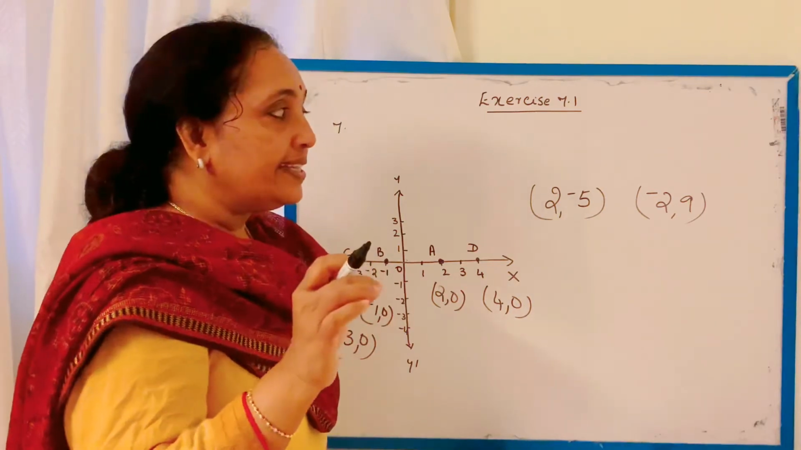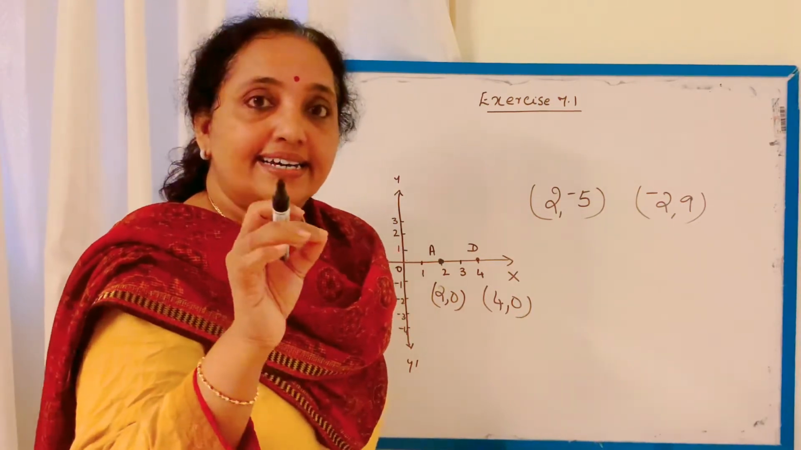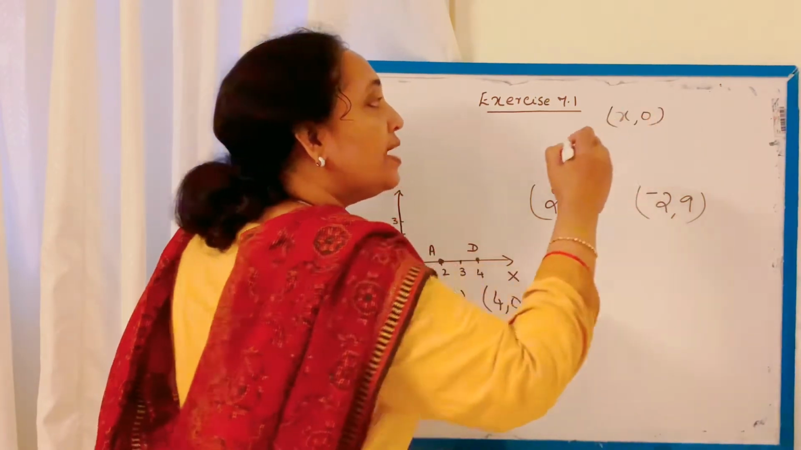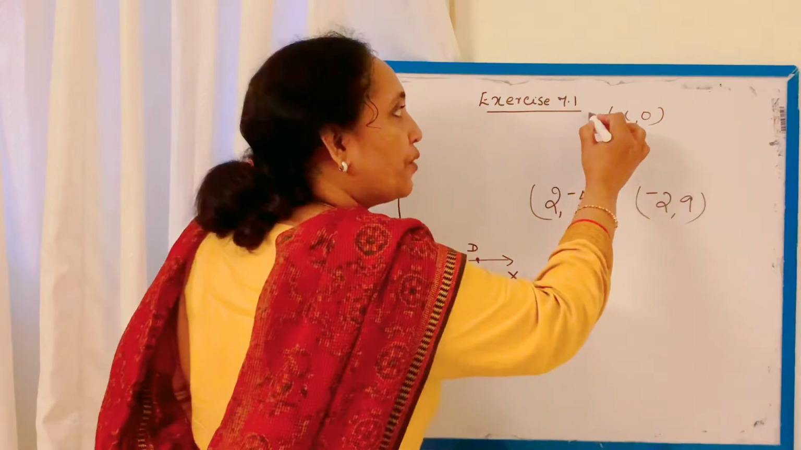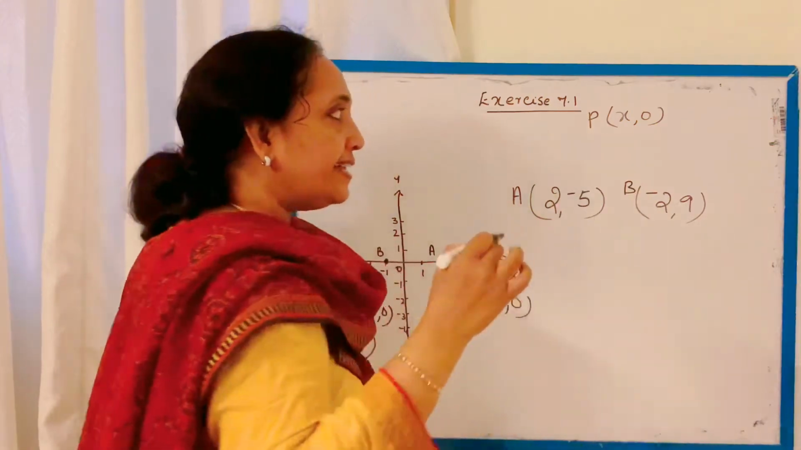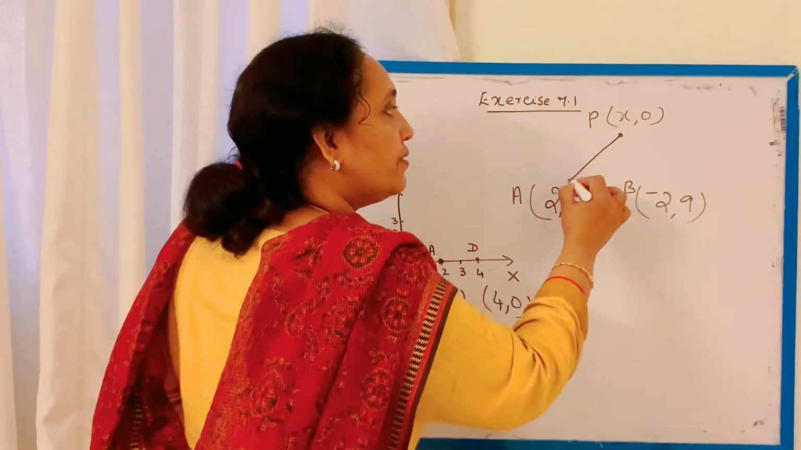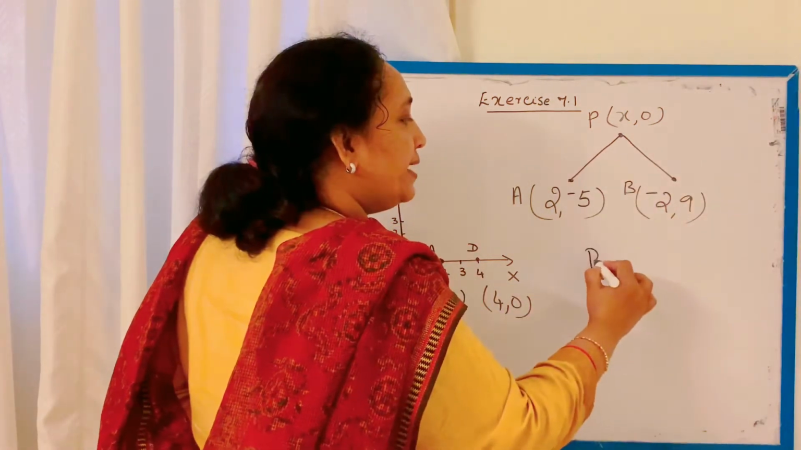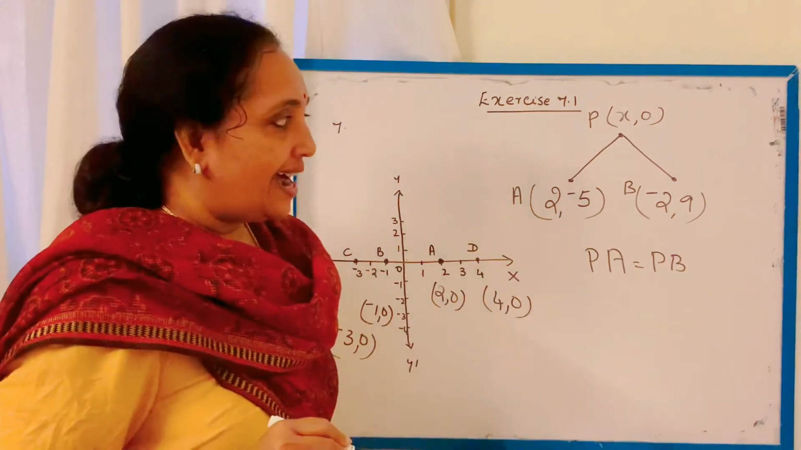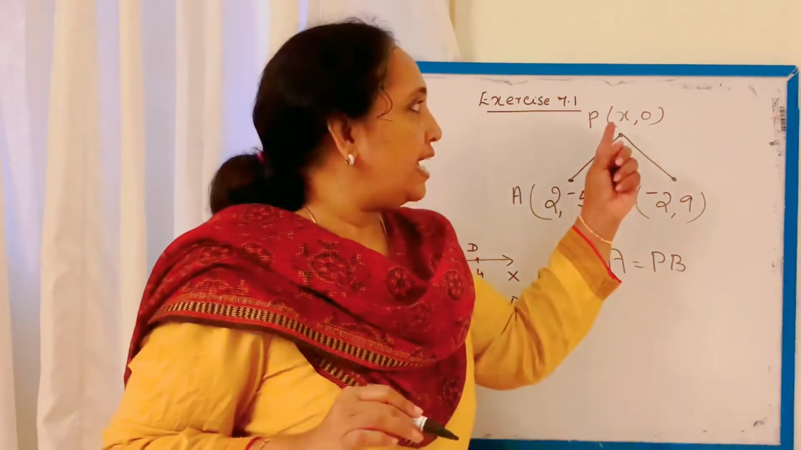So we can say that the point which lies on the x-axis is (x, 0). Let us give a name for that point. That point is P, and these 2 points are A and B, and given that the point P is equidistant from these 2 points, we can say that PA is equal to PB. That is given to us, and the question is to find the coordinates of the point P. That means we should find the value of x here.